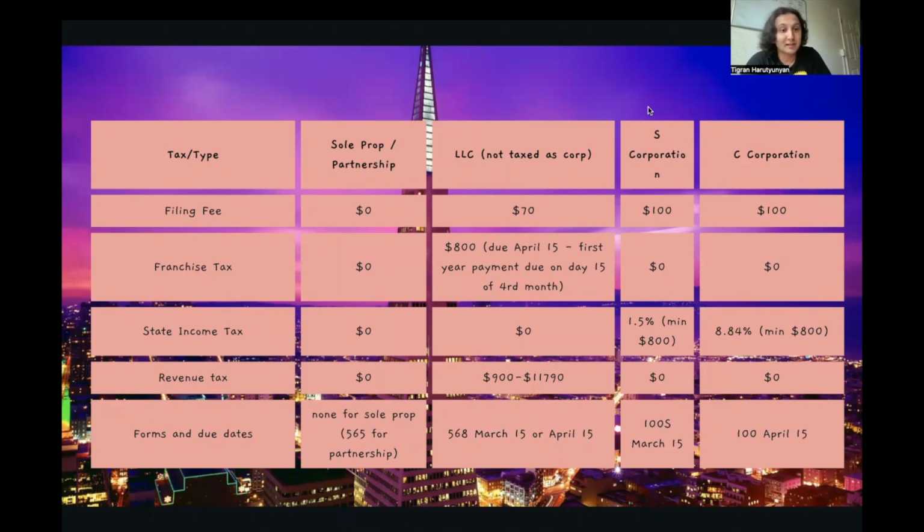LLCs don't pay state income tax because an LLC's income is passed on to its owners or members directly. However, LLCs, and this is very important, many business owners don't know this, have a revenue tax from $900 to $11,790. And revenue tax sucks because you literally cannot do anything, right? You cannot deduct it. It's basically taxed on your sales. It begins at $900 if your sales exceed $250,000, and it goes up to $11,790, I believe, if your sales exceed $5 million or something like that.